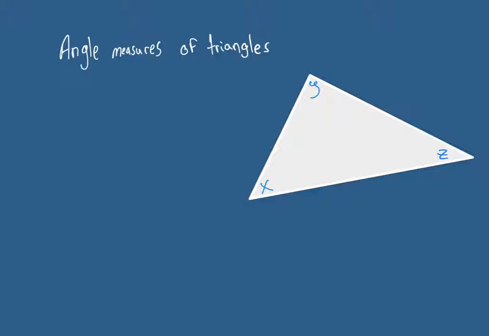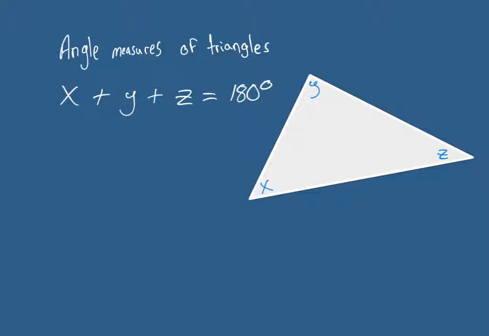So the first thing that we're going to be talking about is the angle measures in a triangle. Each triangle has 3 angles. This particular triangle has angle X, angle Y, and angle Z. And here's what you can know about every single triangle and their angles. Whenever you add up all their angles, in this case x plus y plus z, they are always going to come to a sum of 180 degrees.